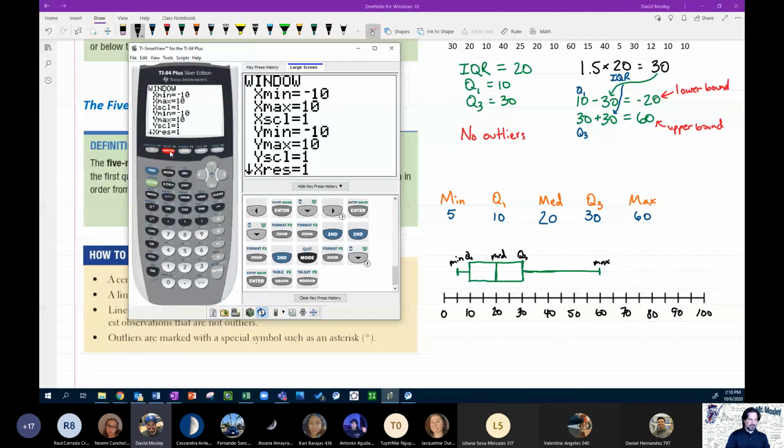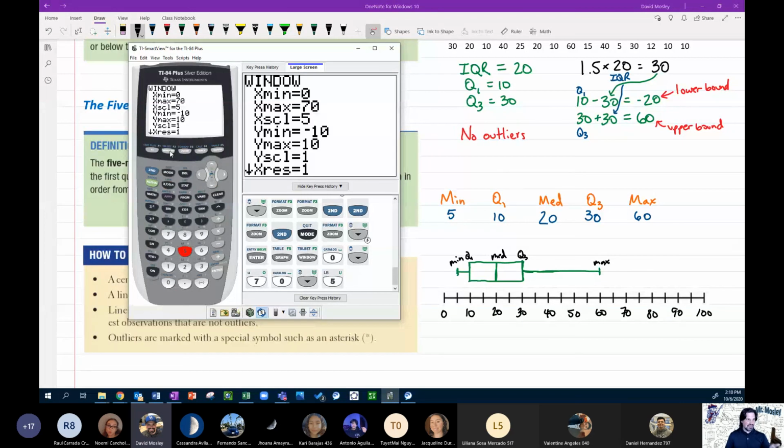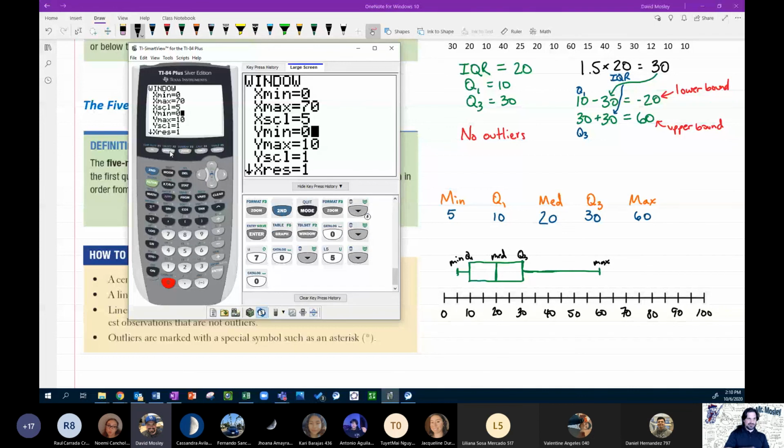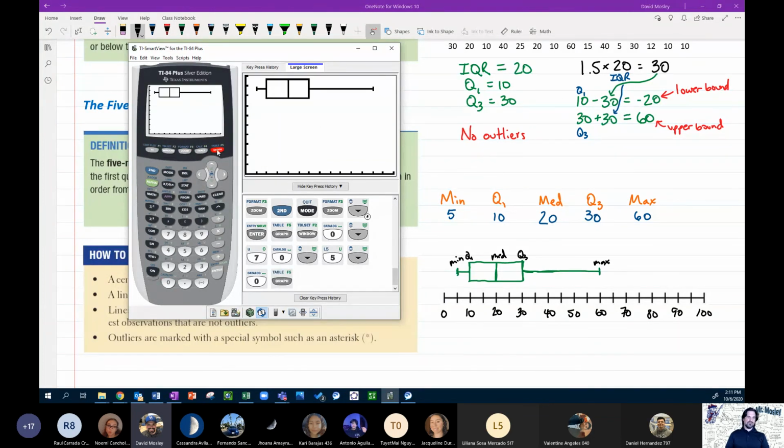It will go from 0 on X. I need a maximum above 60, so I'll pick 70. We'll go by 5s, so I have a tick mark every 5 numbers. And just put this one to 0 because I don't really need the y-axis at all for this. But the graphing calculator needs something in there. It's just going to put my box plot at the top of the screen by default. Now when I go to the graph, there's my beautiful box plot.